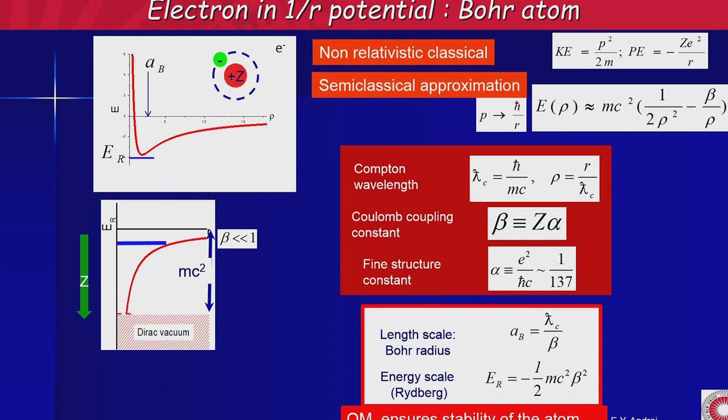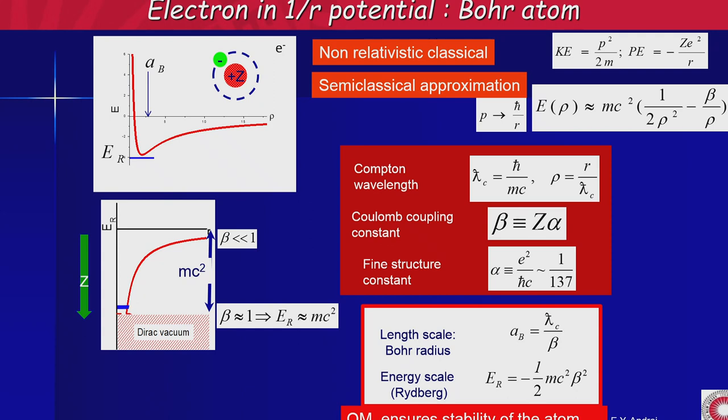Now let's go towards heavier and heavier atoms. You go down the periodic table. Z becomes larger and larger. The Rydberg becomes larger and larger. And what will happen is the Bohr radius becomes smaller and smaller. You get closer and closer to the nucleus. And eventually your energy, your Rydberg, becomes comparable to the rest energy of the electron.